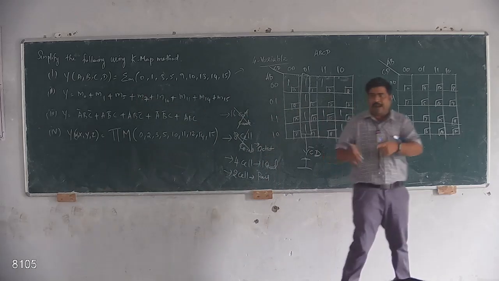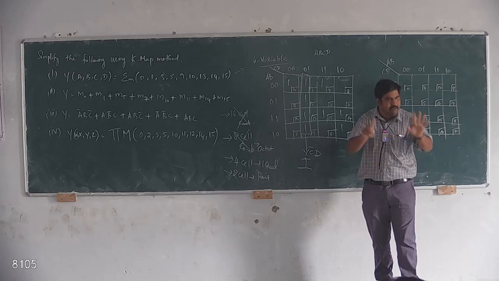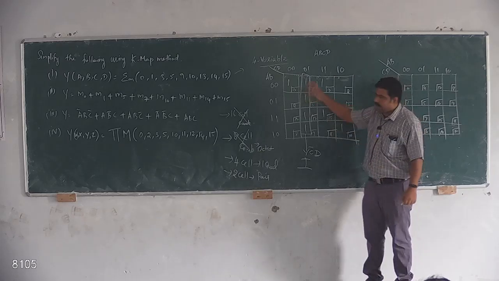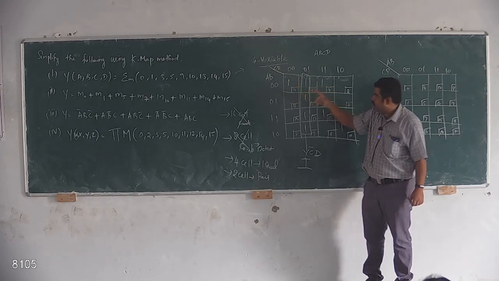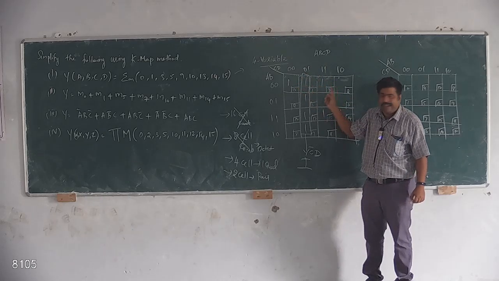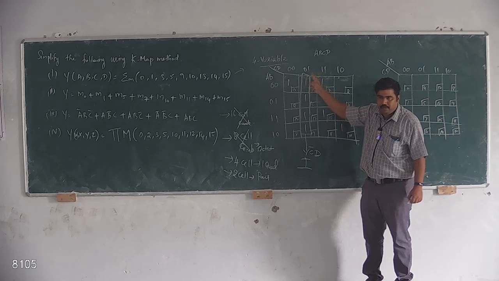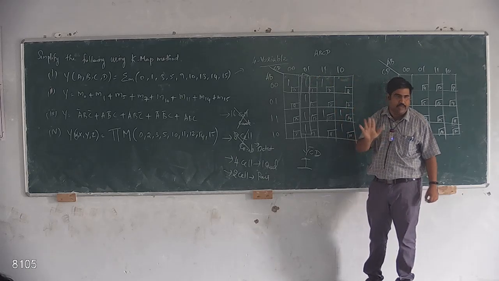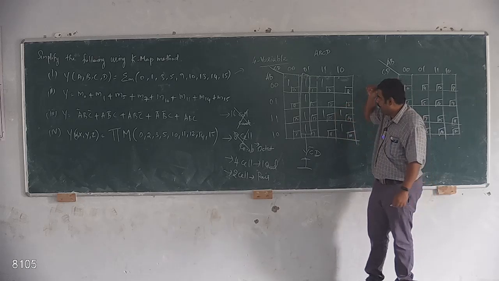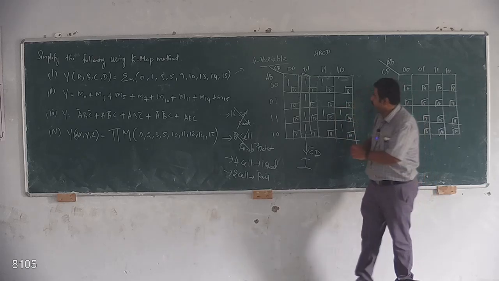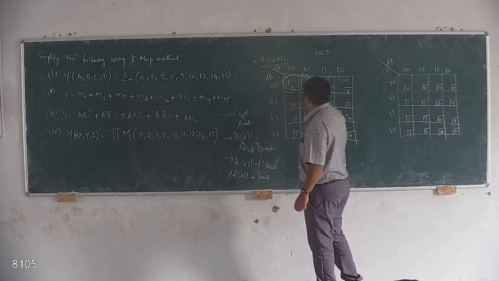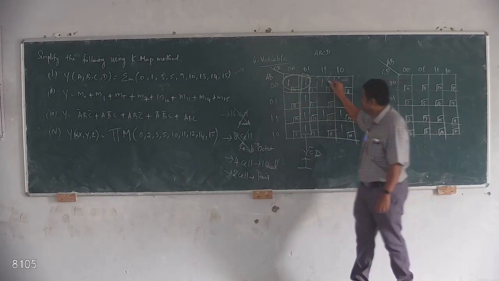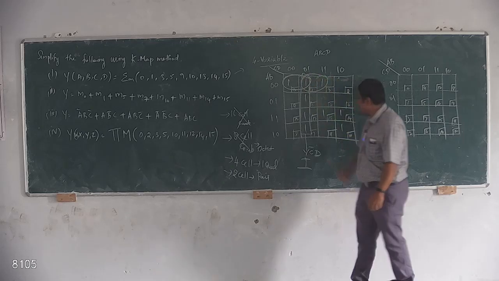Any 2 cells, even if already combined in the previous one, we can combine again. Listen carefully. Don't think that because it is already combined with some other cell you can't combine this one. We can combine with this adjacent one. Even if it is already part of another combination, we can combine it again. That is the rule for K-map. So how many pairs are available? This 2 will form one pair. Right? This 2 will form one pair. This 2 will form another pair.